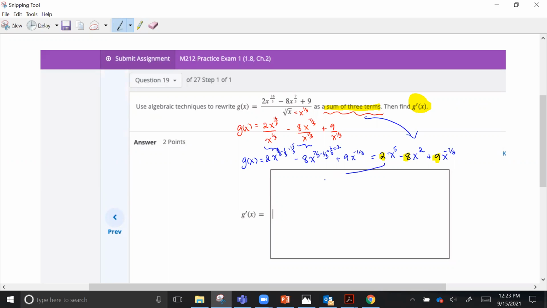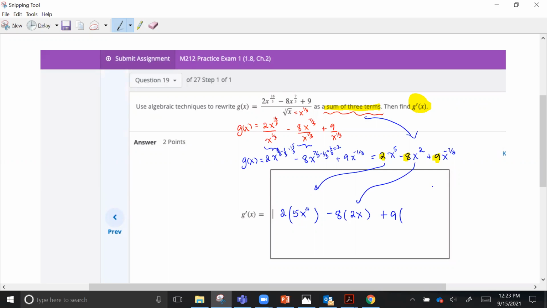So the first one, you're going to get 2 as a constant multiple. Multiply by the derivative of x to the fifth. What is the derivative of x to the fifth? It is 5x to the fourth, right? Because we subtract 1 from 5. And then the next term, same way, the derivative of x squared is 2x to the first, or just 2x.